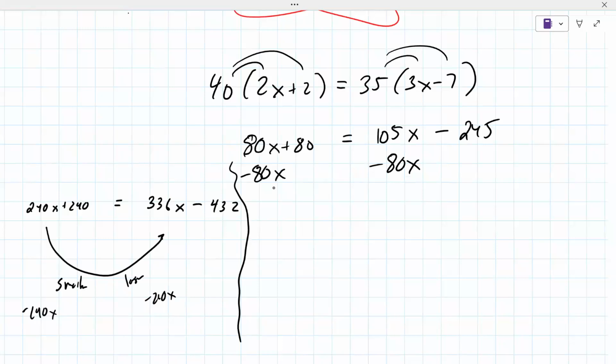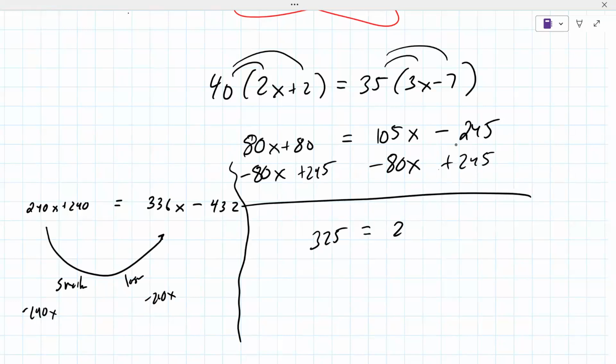Okay, and then you've got this minus 245. How do you undo minus 245? You add 245. Exactly. Very good. Okay, so from here you've got 325 on the left and 25x on the right. Go ahead and solve that for x, please.